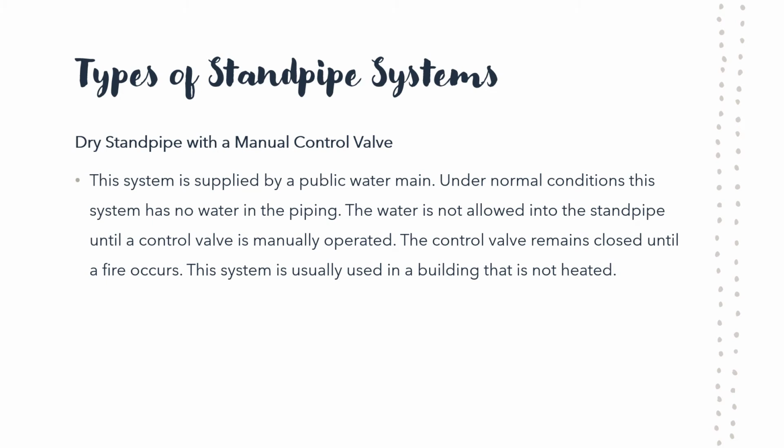Meanwhile, the dry standpipe with the manual control valve is a system that is supplied by a public water main. Under normal conditions, the system has no water in the piping. The water is not allowed into the standpipe until a control valve is manually operated. The control valve remains closed until a fire occurs. This system is usually used in a building that is not heated.